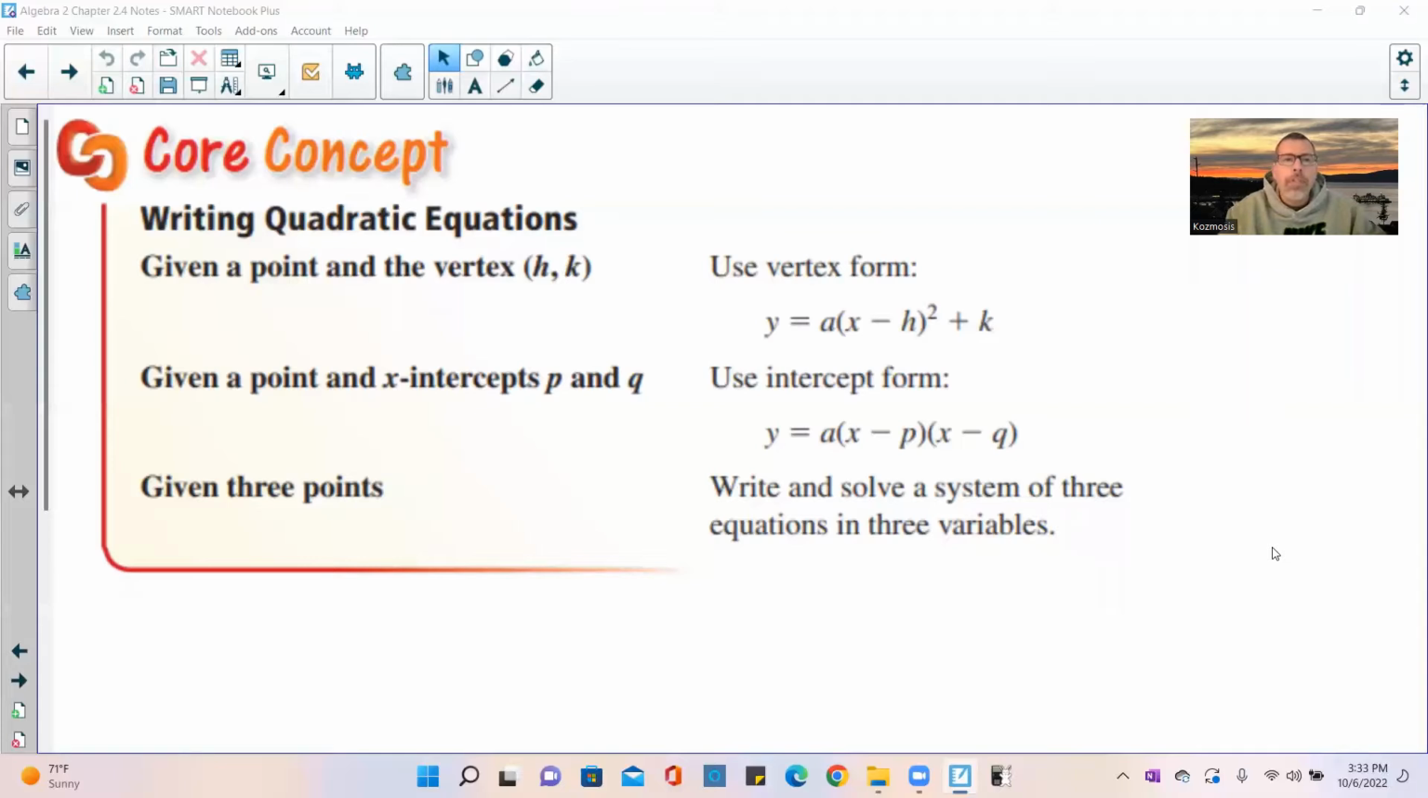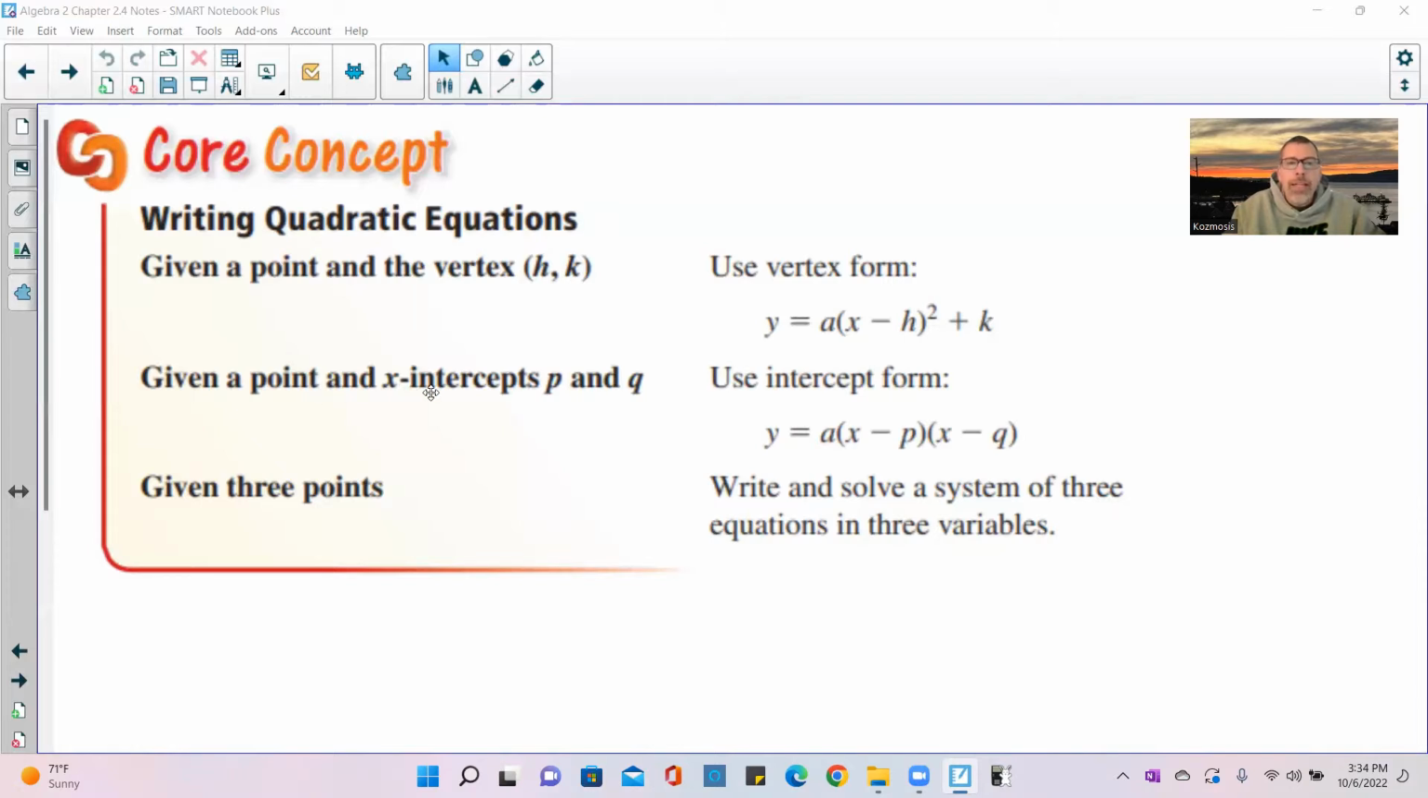Okay, the core concept is writing quadratic equations given a point and the vertex, and they're going to call the point x comma y. The point is going to come from the equation. h comma k is going to be the vertex from the vertex form of the equation. The vertex form is y equals a times the quantity x minus h squared plus k, where the number here is the opposite of your x value, because minus and h, if h is negative, it's minus a negative, which is plus, and if h is positive, minus a positive is negative. And k is going to be the y value of your vertex.